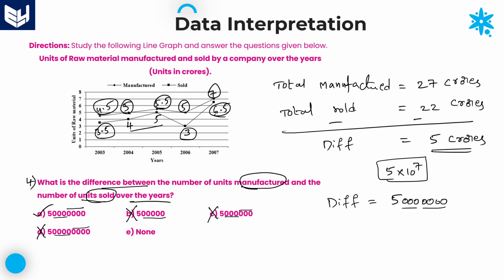Majority of the students, even though they are getting the answer, they are keeping the wrong answer just by taking some extra zeros or less than the original number of zeros, right? So knowing the number of zeros for crores, 10 lakhs, million, all the values, that is very important, right? 1 crore is equal to 7 zeros, 10 to the power of 7. So our required answer is 5 followed by 7 zeros, which is option A. Option A is the right answer for this question.